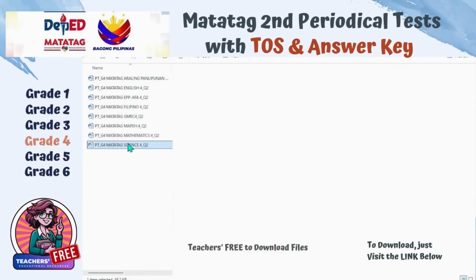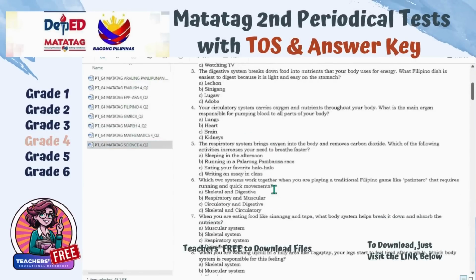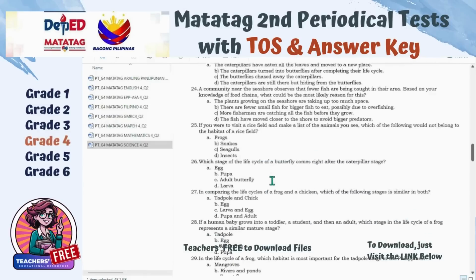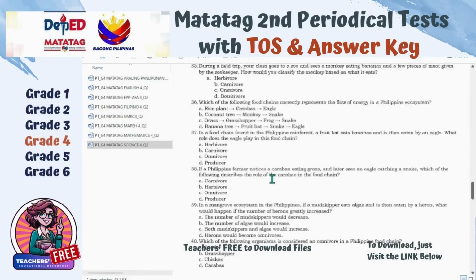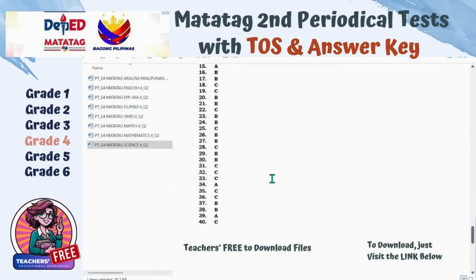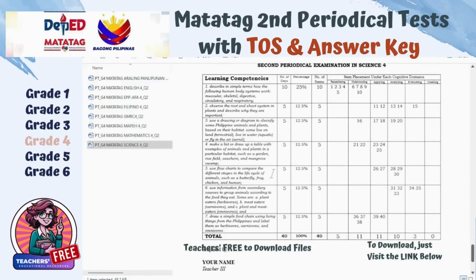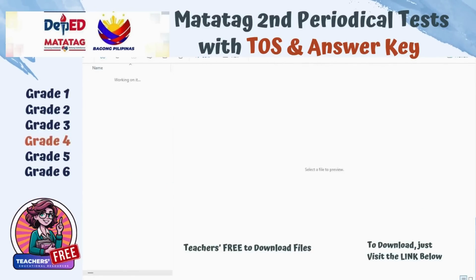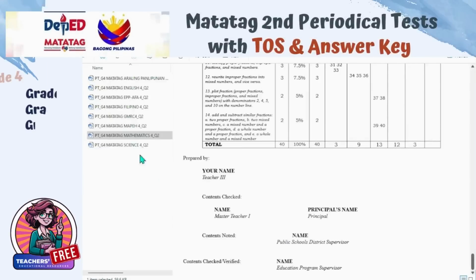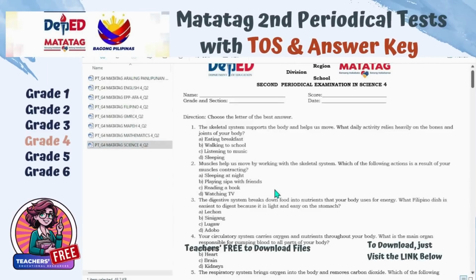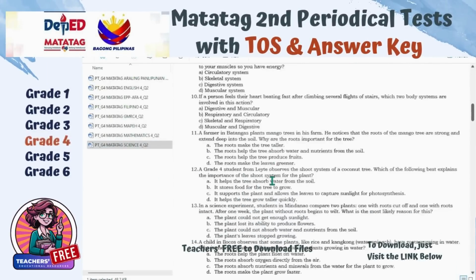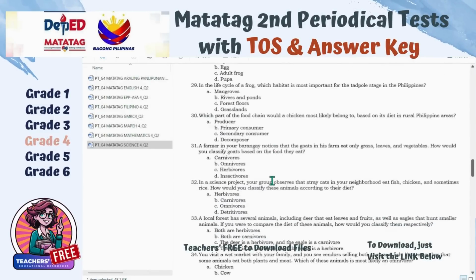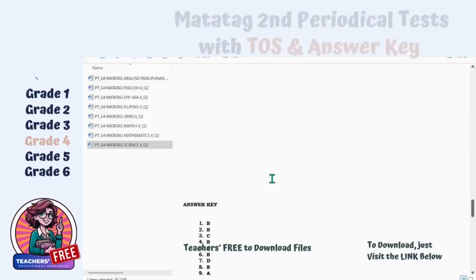We also have the Science 4-second periodical test, which covers describing how the human body systems work, explaining the importance of root and shoot systems in plants, classifying Philippine animals and plants by their habitats, listing examples of plants and animals in different habitats, comparing the life cycles of animals using flowcharts, grouping animals by what they eat, herbivores, carnivores, and omnivores, drawing a food chain with Philippine animals and plants.